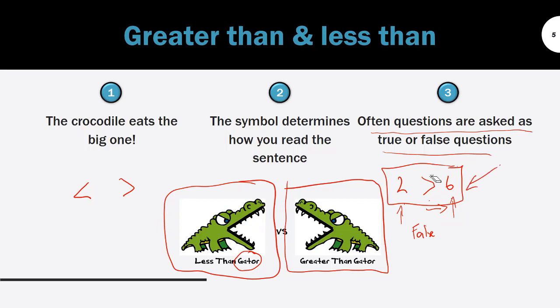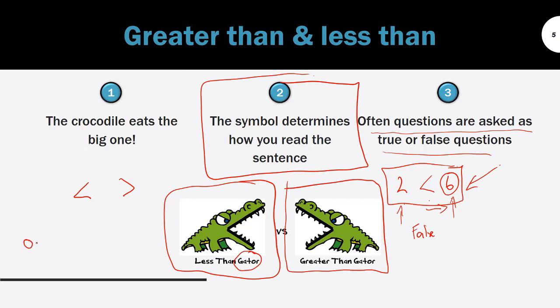So in order for this one to be true, we would need our crocodile eating the big one, which is 6, okay? The symbol determines how you read the sentence, okay? So if I've got a question that looks like this, let's go 0.05 is greater than 0.005, that means that that would be true.